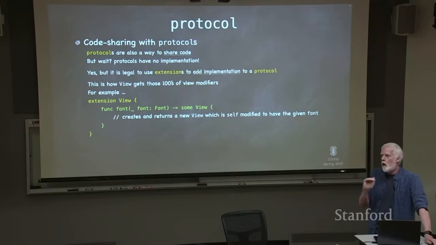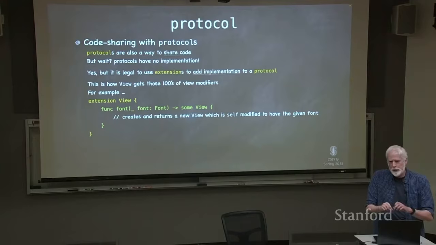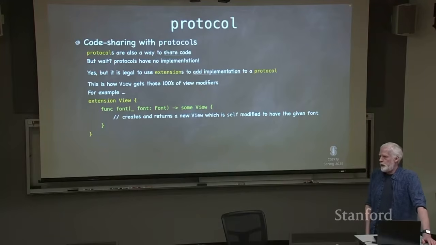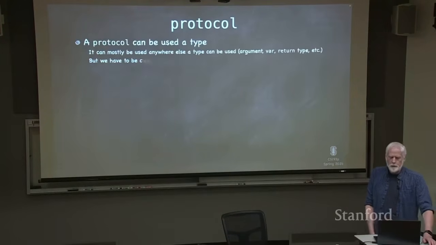This is how all of the view modifiers of the View protocol got added to it. Someone at Apple sat down and typed extension View, and typed in func font, and all those things got added by extension. So this is how we code share with protocols. If we say we behave like a View, we get all the things anyone's ever added as an extension to the View protocol. So we are sharing a ton of code between all our views. Everyone see how that works? Okay, so extension is the magic word there.